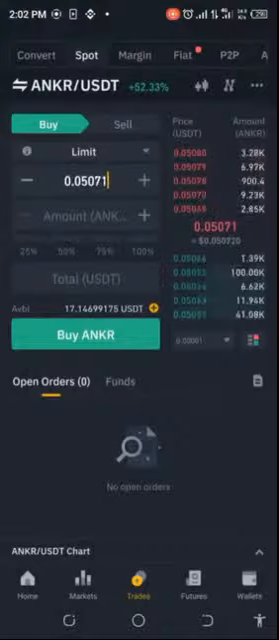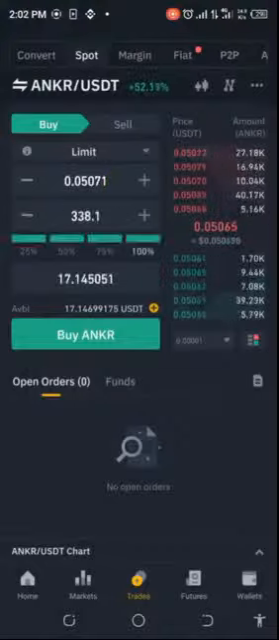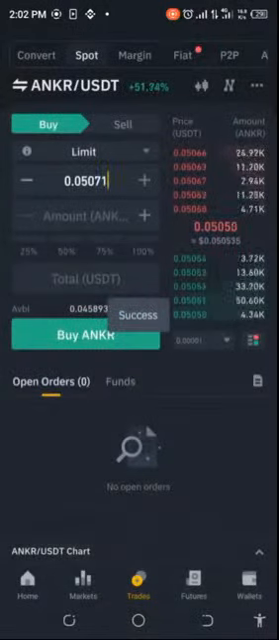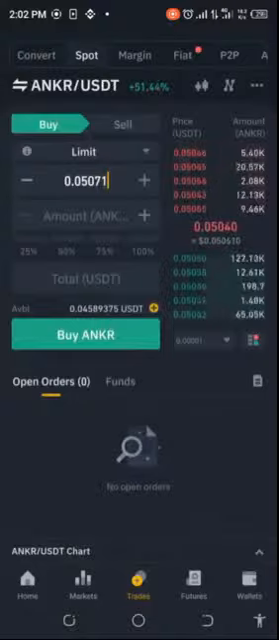Okay, let's see what we have here. Oh, we're actually on 0.507 now. So let's go ahead and just buy it at that. Take a screenshot and go ahead and buy. Okay, awesome. We have gone ahead and bought it at 0.507.